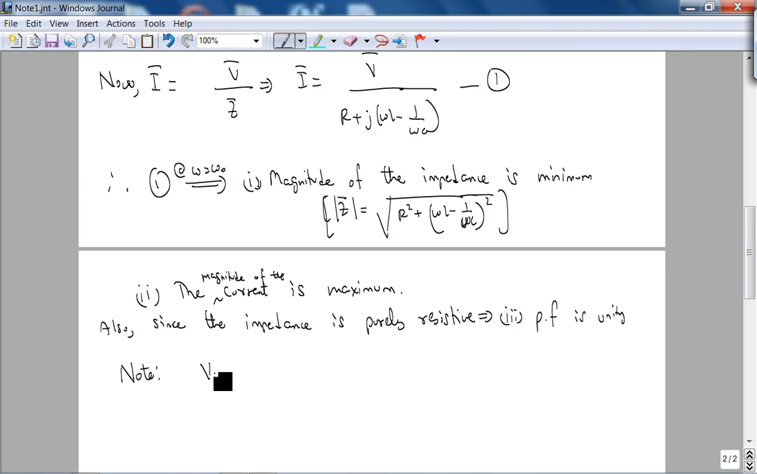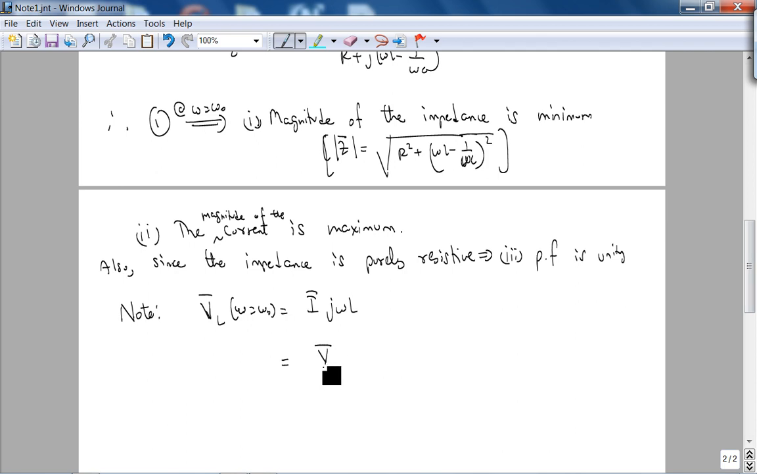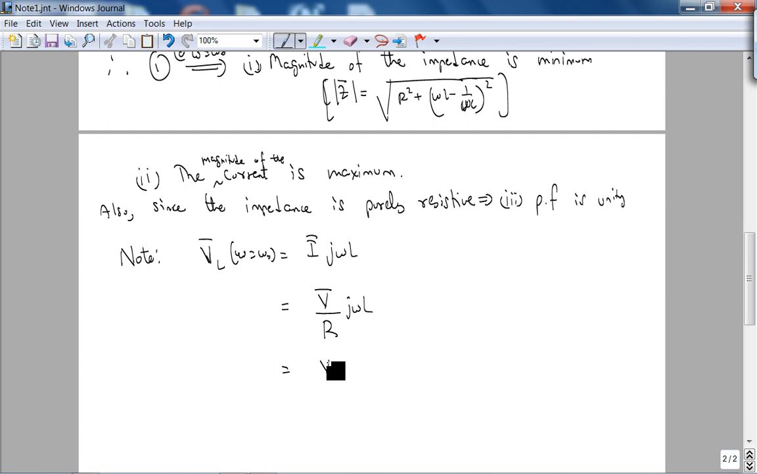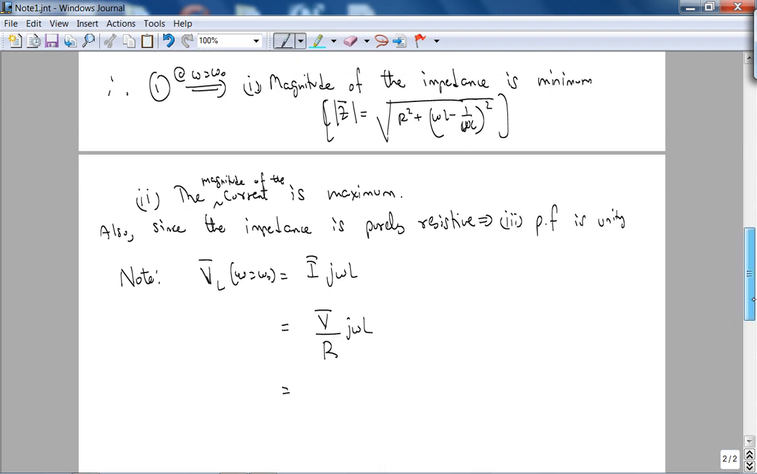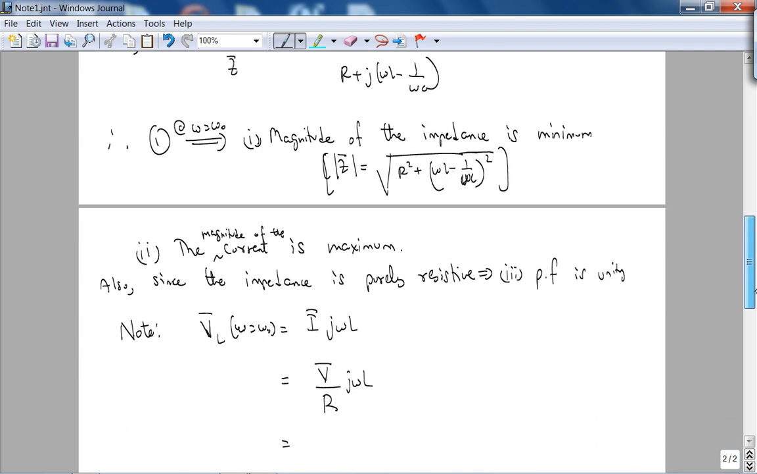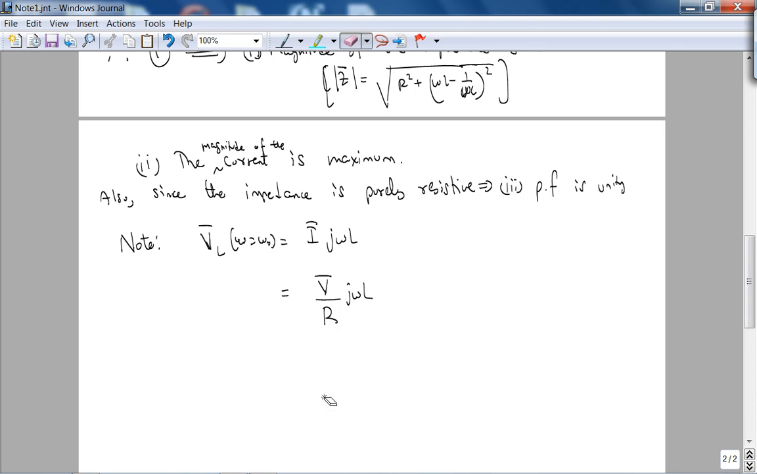Also note, so what is the voltage across the inductor at resonance? It's simply the current through the circuit times the impedance of the inductor, which is j omega L. This is going to be V bar over R times j omega L. Well, this V bar over R times j omega L, and the voltage across the capacitor at omega equals omega naught.